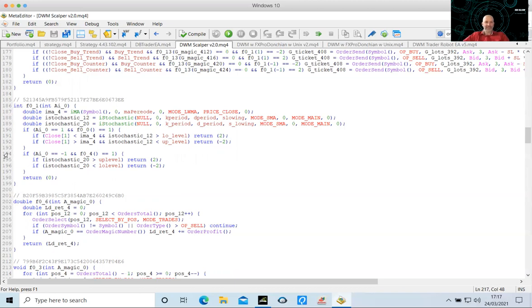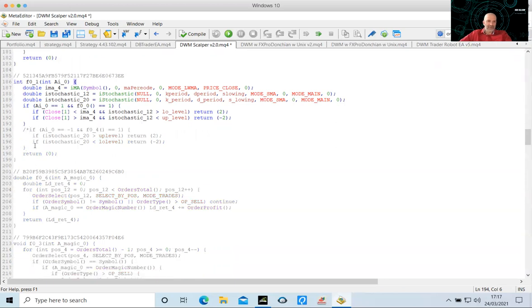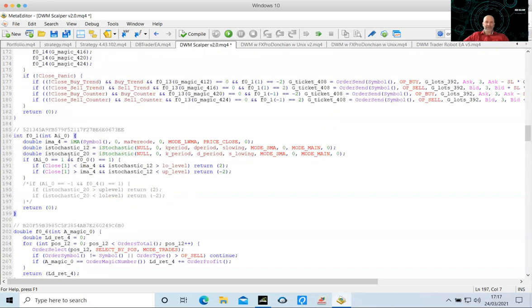I can just come here and disable this. Okay, so now it will only work with trending, so it will not take counter trend. And if I want to add some other criteria, like, let's say I want to make more rules for this, like when it takes these trades, let's say I want to add another moving average.